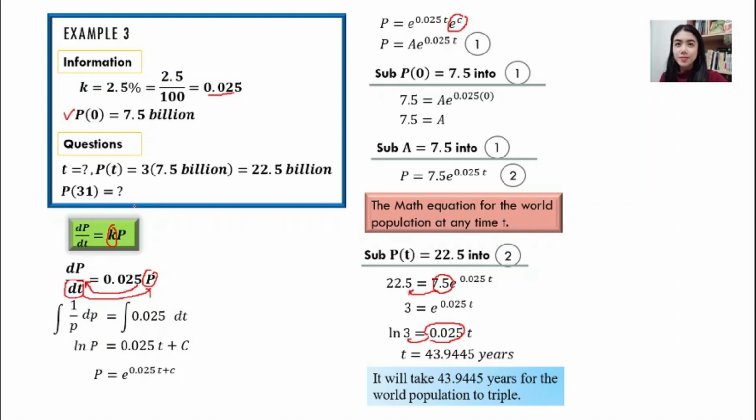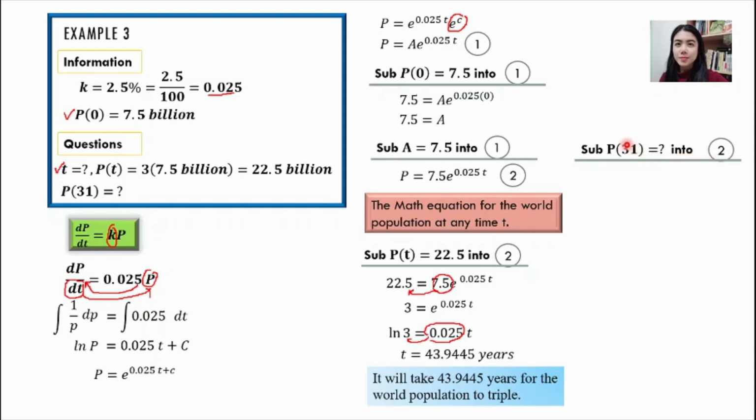So we are done with the first question. Let's move to the second question. The second question asks about P31, the population at the time equal to 31. So what you have to do is substitute the P31 into your equation number 2.